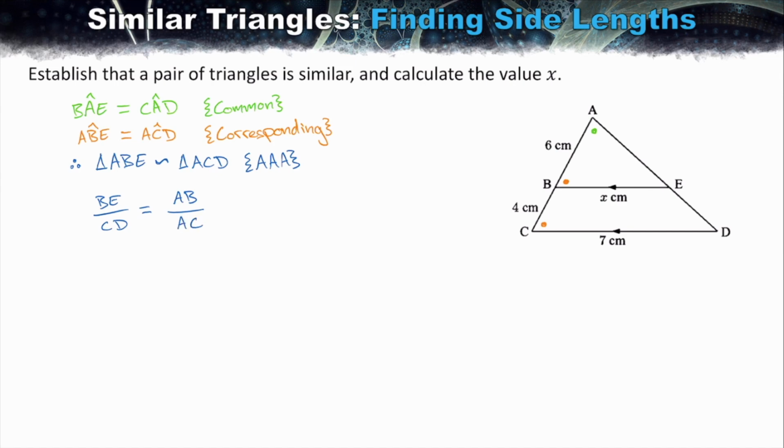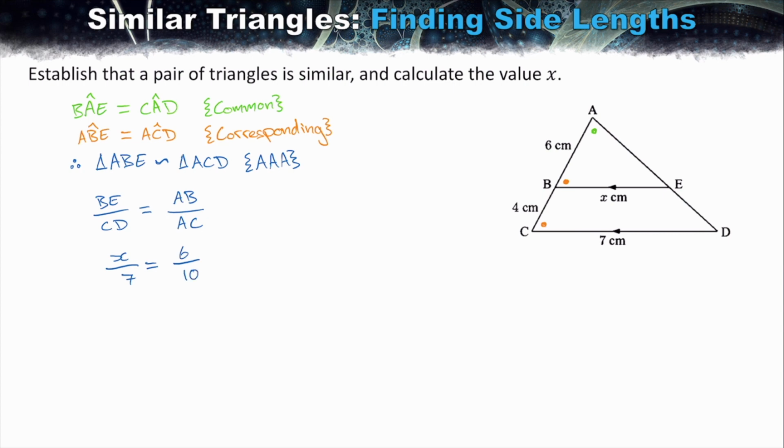So what we can now do is substitute what we know. Between B and E, that's our value of x, that's what we're trying to find. The length of CD is 7. The length of AB is 6, and the length of AC, well, that'll be the 6 between A and B plus the 4 between B and C, so that'll be a total of 10.